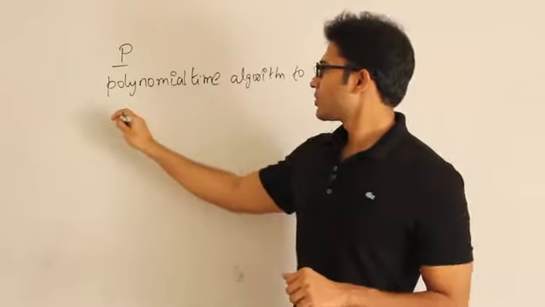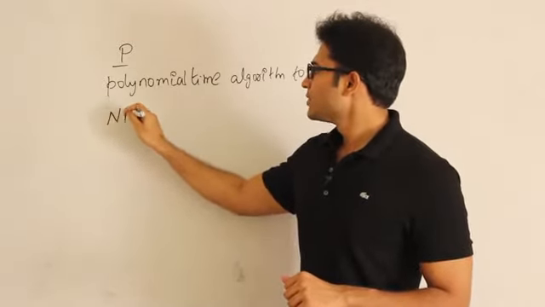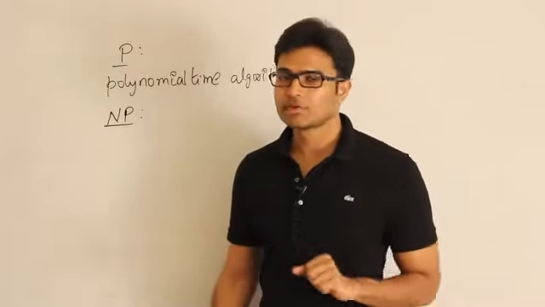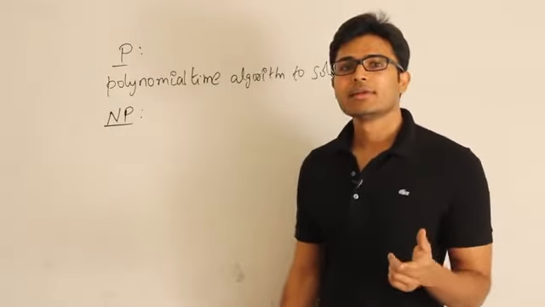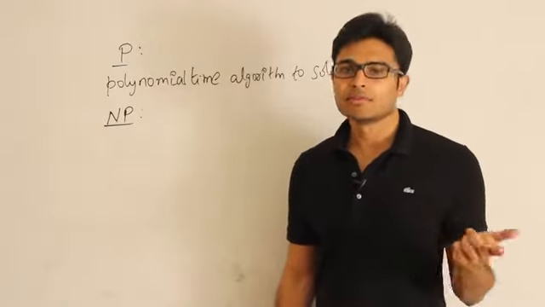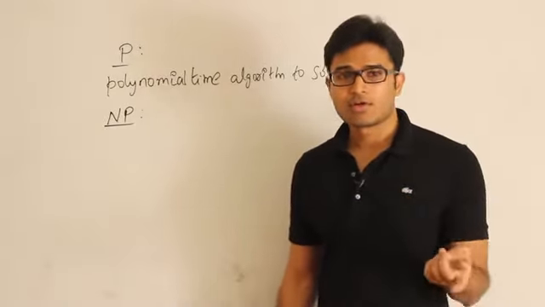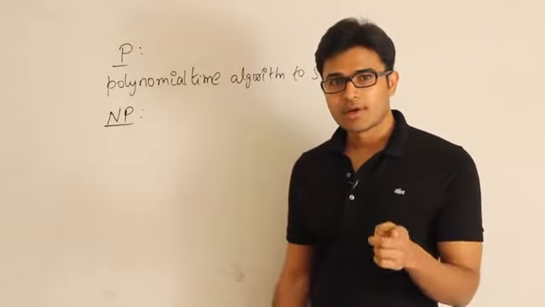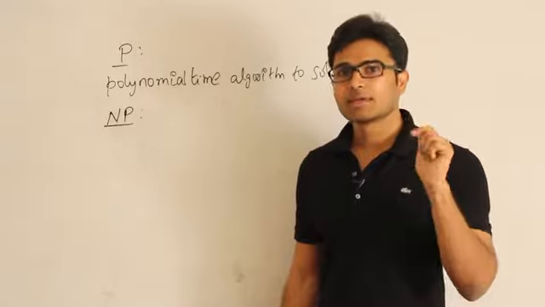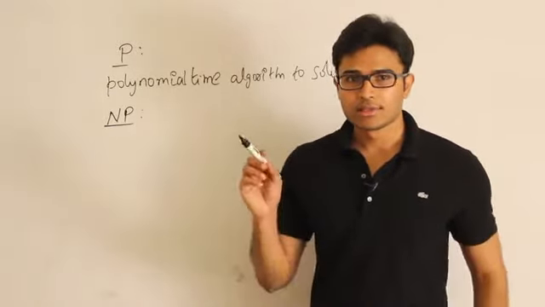And now there is one more class called NP. So people think that NP is not P. That is wrong. You might think that the set of all problems for which there is no polynomial time algorithm is NP. No, that is wrong. The set of all decision problems for which there is a polynomial time verification algorithm is NP. Okay, it is a common mistake.